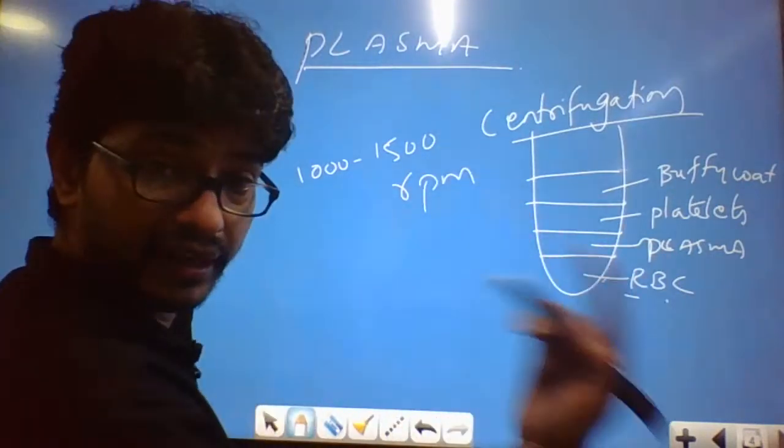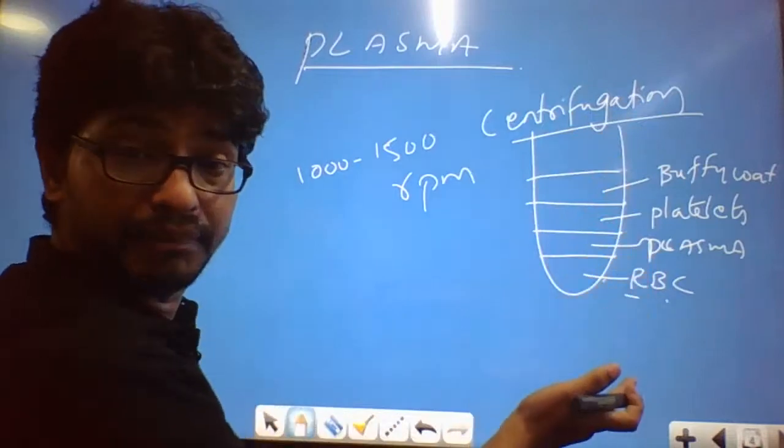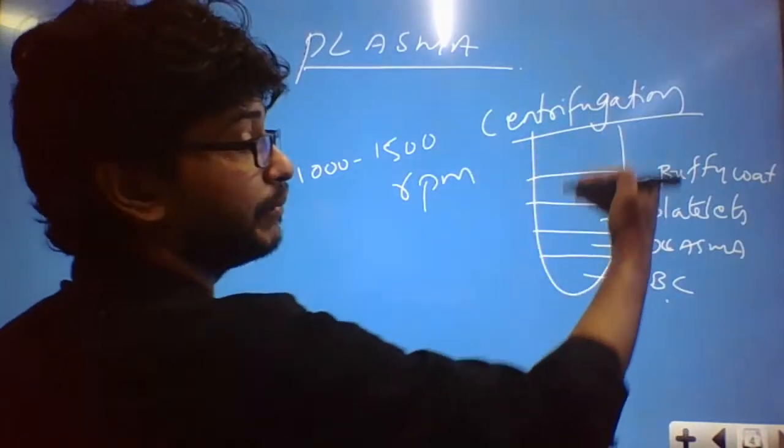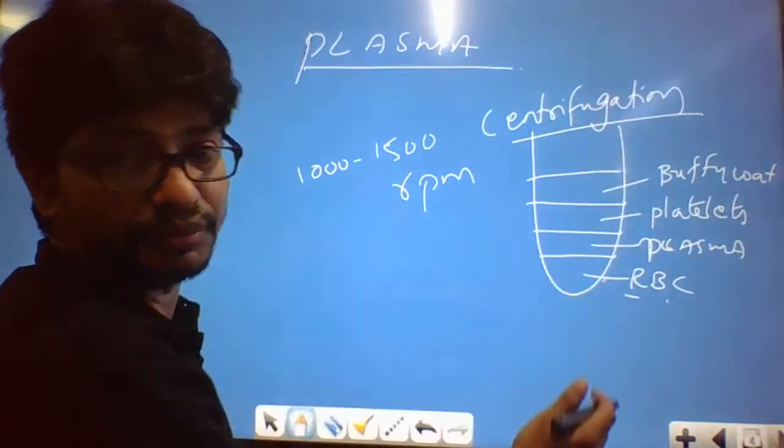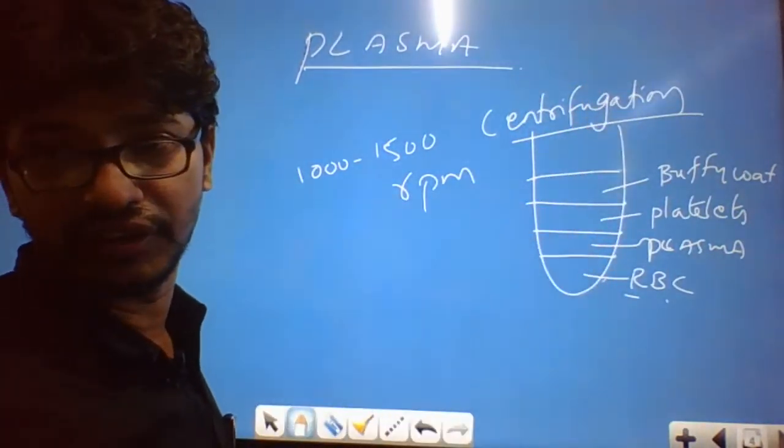After the rotation, this will separate the blood components as per the molecular weight. As per the density gradient, this centrifugation process happens. So this is what we actually call a centrifuge.